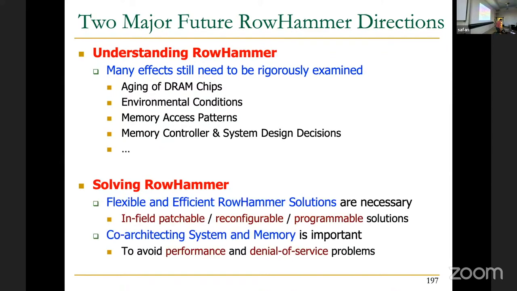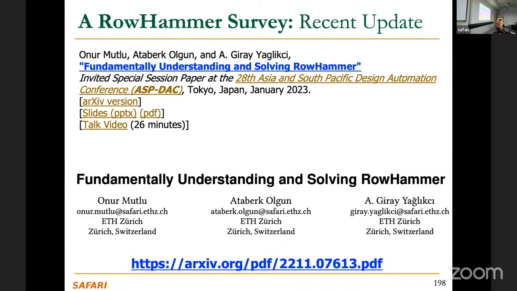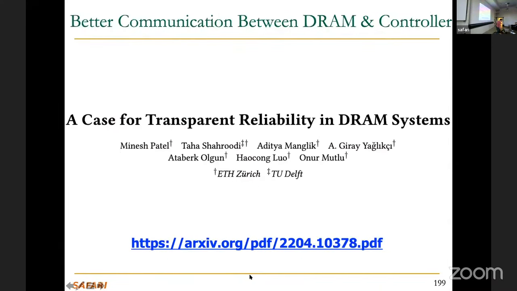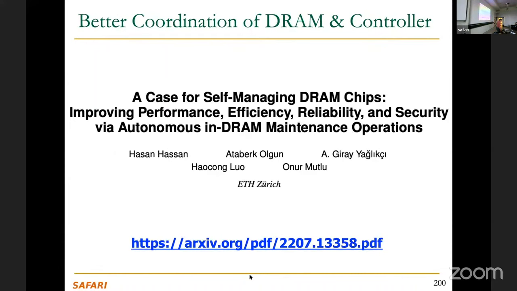And solving. More flexible and efficient RowHammer solutions are necessary. And I believe co-architecting system and memory is still important, because there's this divide between system and memory that's not very good for overall system design today. Okay, that's what this paper argues for. If you're interested, this paper surveys the work and basically argues for these two major things. We argue for that in other papers also.